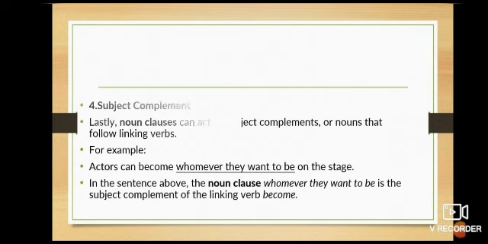It also acts as a subject complement, or nouns that follow linking verbs. With the help of the example, let us see. Actors can become whomever they want to be on the stage. Now, in the above sentence, the noun clause whomever they want to be is the subject complement of the linking verb become. And lastly, it works as an indirect object also.